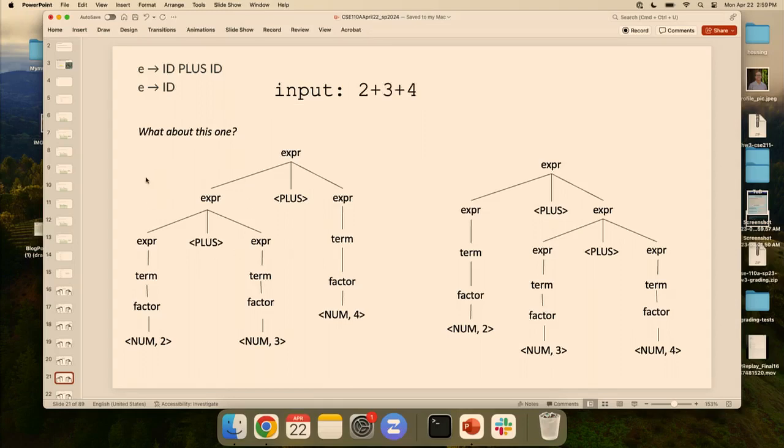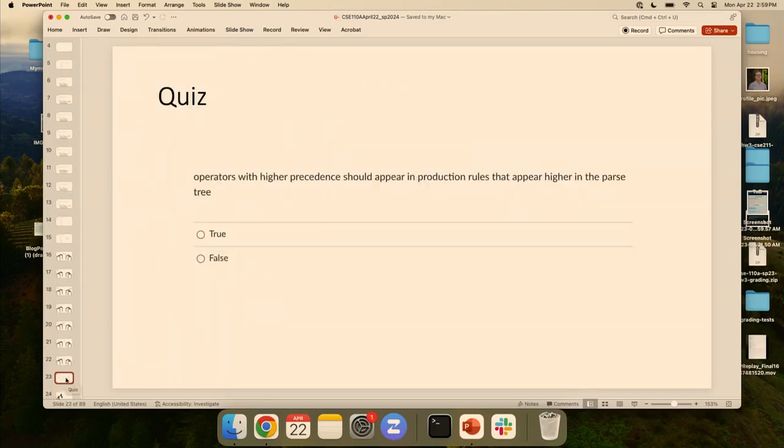Yeah. Even if it were ambiguous, does it make much of a difference considering addition is associative? Yeah, well, I think that's kind of the next question coming up on the quiz. So let's get there because it's coming up.